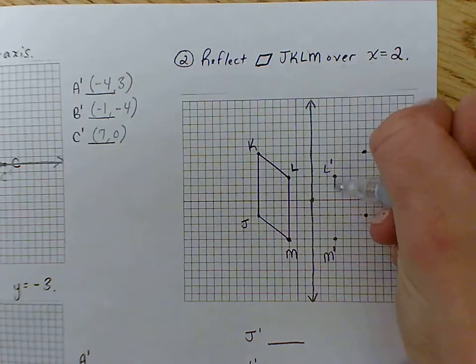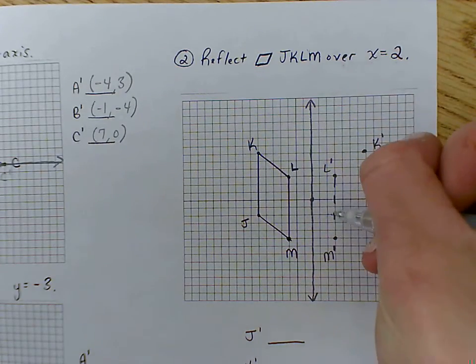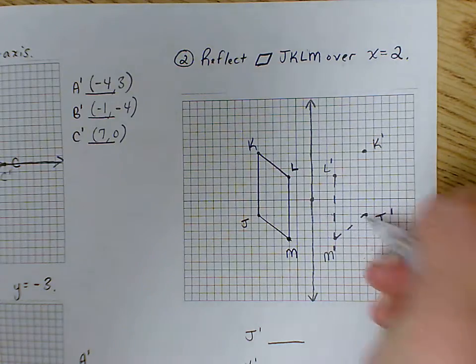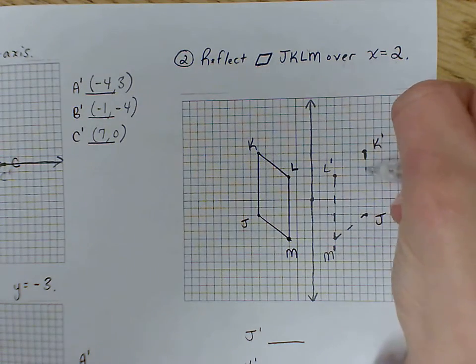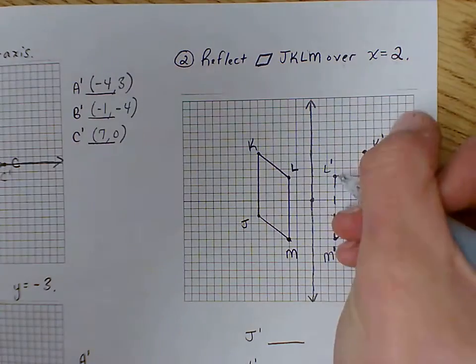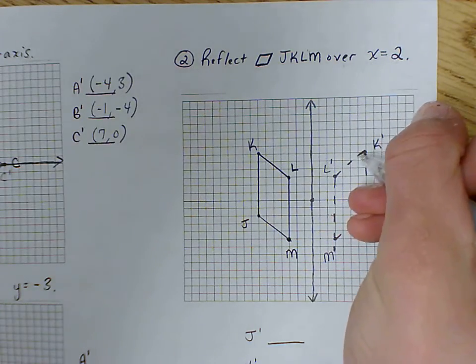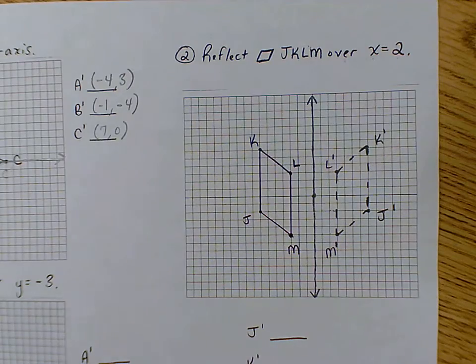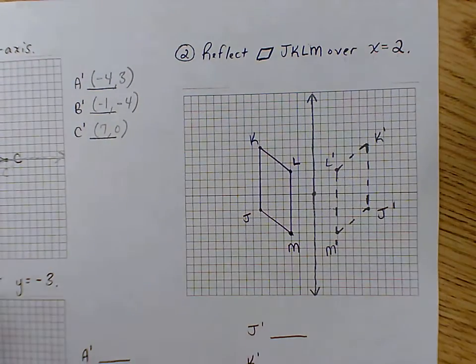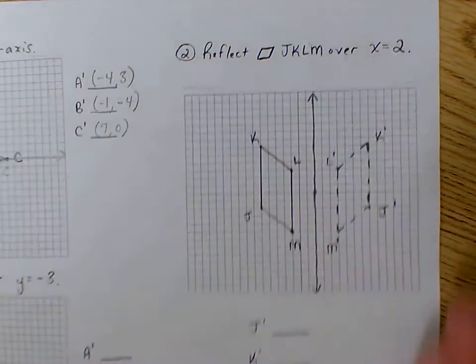Again, I usually make my image, the figure after I transform it, a dotted figure. That way I can know the difference right off the bat of which one is the original figure versus after I've transformed it. Okay, so that is the graph, and notice you can see this one a little bit easier, where it looks like it's been flipped over.